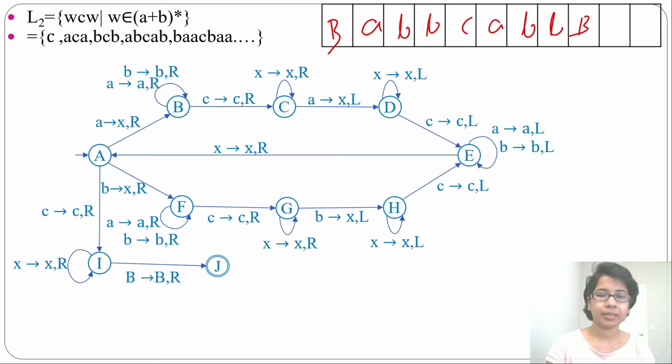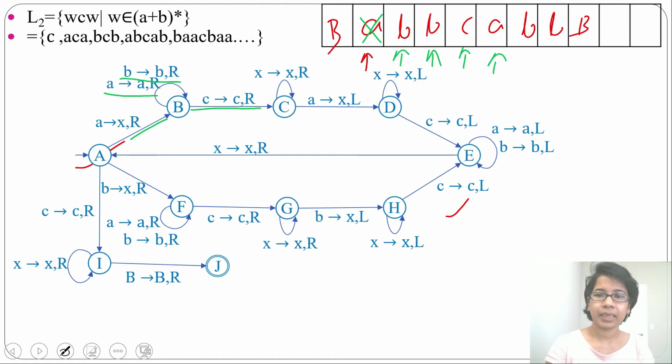Let me run this string on this Turing machine. Initially, the read-write head is here. We are at the initial state. When it sees A, A will be X and it will move right. So this A will change to X and move right. Then for A and B, simply move right. So for this B, move right. Then when it sees C, C will be C and move right.